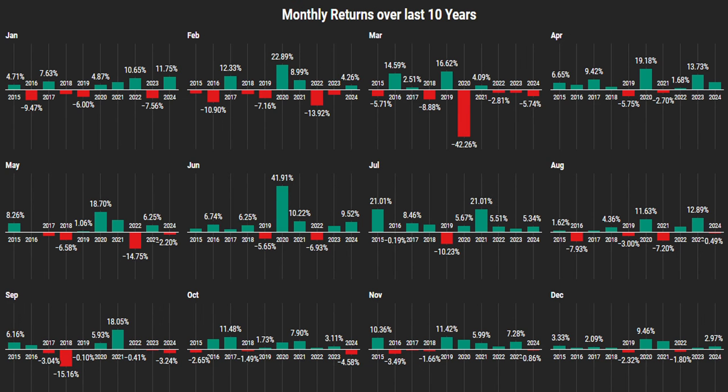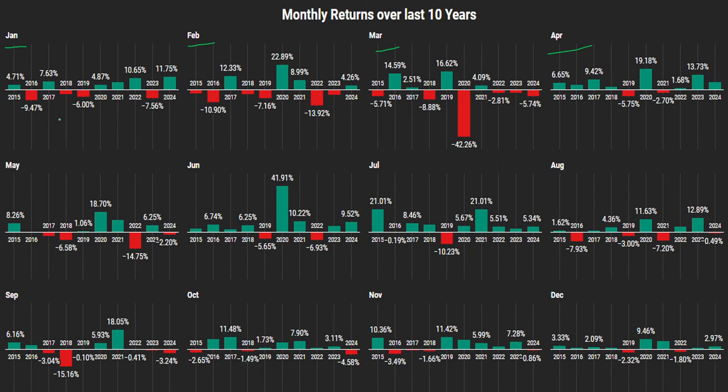So let's move on to the next graph, which is the monthly returns over the last 10 years. In this graph, there are 12 small graphs, one for each month. For example, one graph for January, then February, then March, then April, and so on. In January, the green bars represent the positive returns and how much positive return, and the red bars represent the negative returns with the value of how much negative returns.